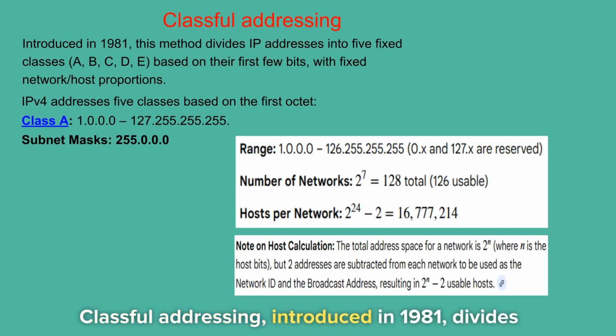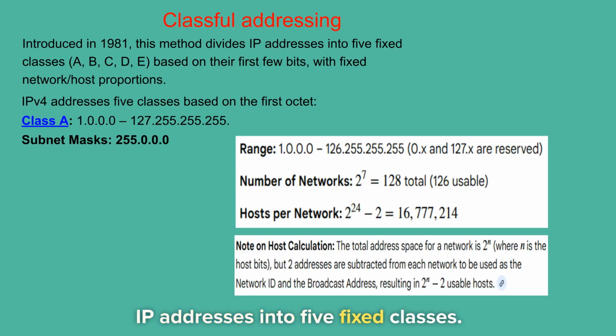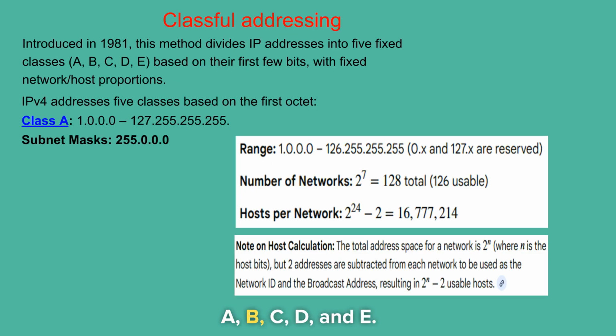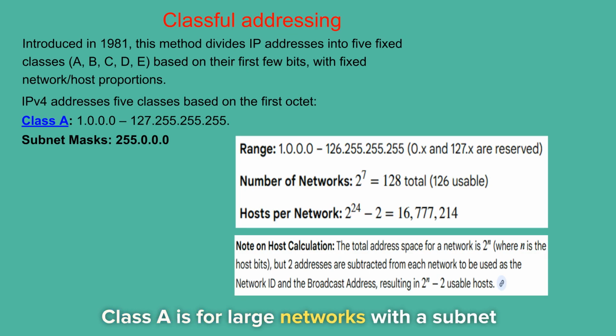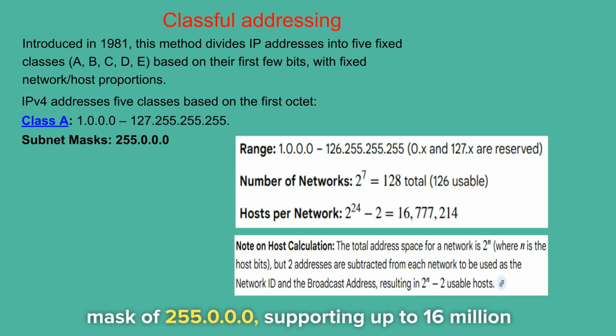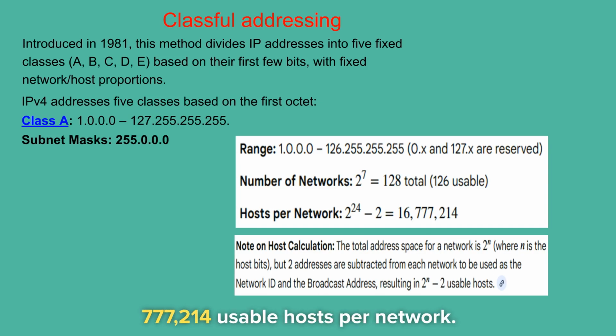Classful addressing, introduced in 1981, divides IP addresses into 5 fixed classes: A, B, C, D, and E. Class A is for large networks, with a subnet mask of 255.0.0.0, supporting up to 16,777,214 usable hosts per network.